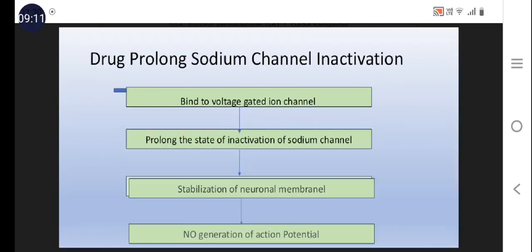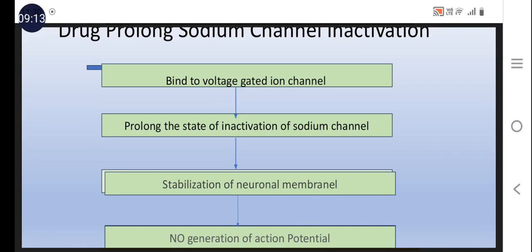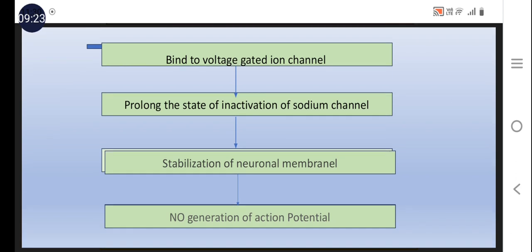Then one by one, drugs that prolong the sodium channel inactivation, means phenytoin, carbamazepine, lamotrigine, zonisamide, lacosamide. These drugs bind to the voltage gated ion channel and prolong the state of inactivation of the sodium channel. Means they do not allow that sodium channel to open, and that's why entry of the sodium cannot occur, and so depolarization does not occur. It leads to the stabilization of the neuronal membrane, and no repetitive generation of the action potential, means no seizure.